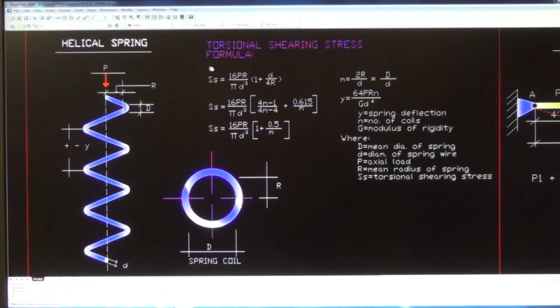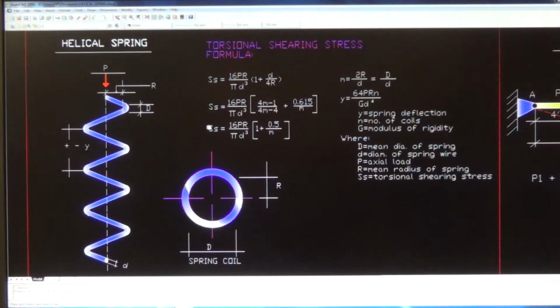Now here's the torsional and shearing stress formula. The S_s here is the torsional shearing stress of the helical spring, and it is calculated as 16PR divided by pi d cubed. The d here, the small d, is the diameter of the helical wire itself, the diameter of the spring wire.